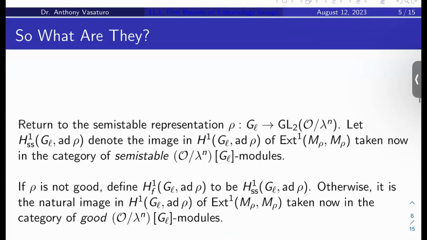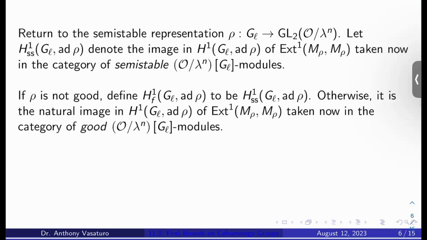Okay, so what are these special submodules? Let's return to our semi-stable representation rho from G_l to GL_2 of O mod lambda^n. And we'll let H^1_ss(G_l, ad rho) be the image of H^1 of Ext(M_rho, M_rho), taken now in the category of semi-stable O mod lambda^n G_l-modules. So we're not looking at all of these modules. We're now looking at the category of semi-stable modules. We're going to extend by semi-stable modules. Okay, so that ss stands for semi-stable.